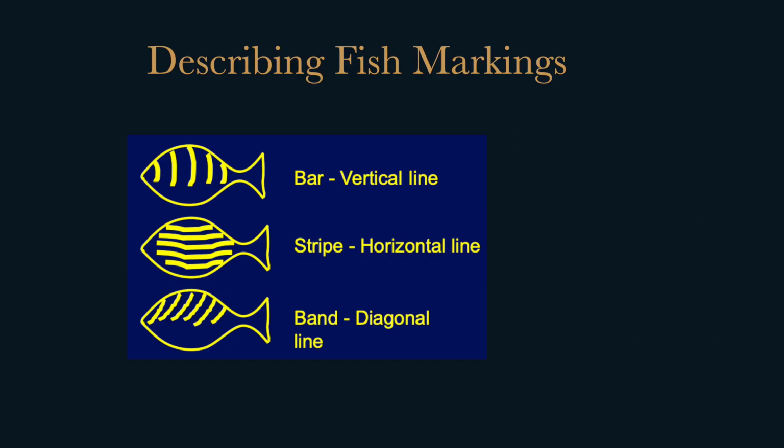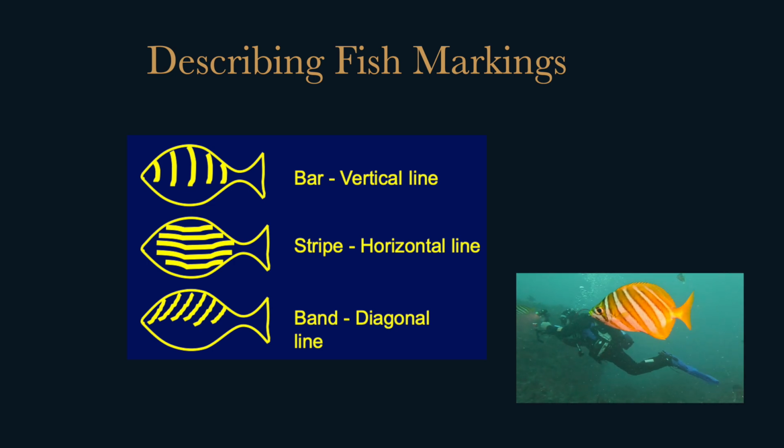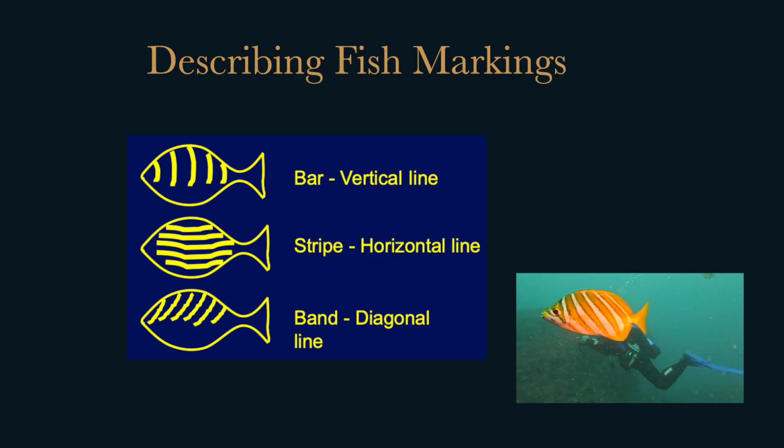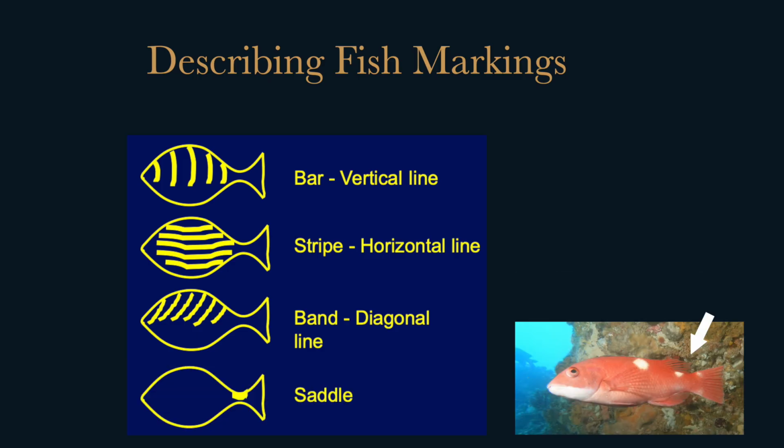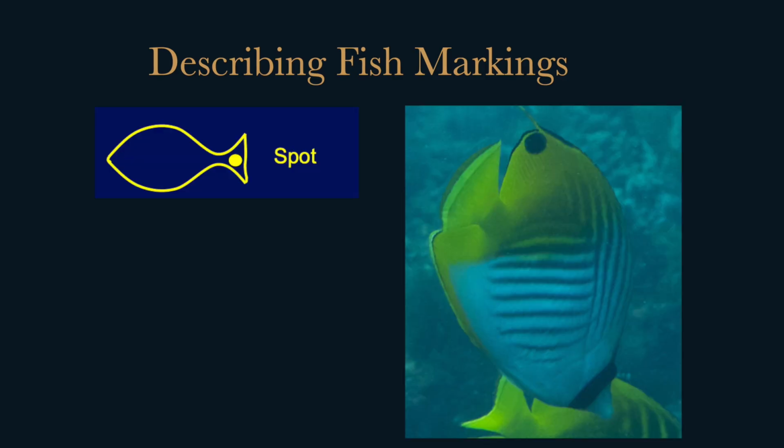Bands are diagonal lines in either direction and are usually thick. This is a footballer sweep, named such because its colours look like a footballer's jersey. A saddle looks like a horse's saddle in the crook between the tail and the body. A spot is a round solid spot, usually on the tail but can be elsewhere. This is a butterfly fish.